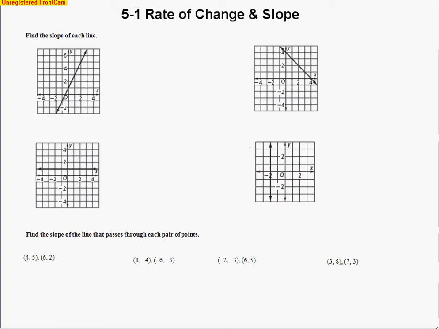Welcome to the tutorial for Chapter 5, Section 1, Rate of Change and Slope. Let's take a look at the first type of problem we'll end up seeing, and that's asking us to find the slope of each line. So we have to figure out what slope is.